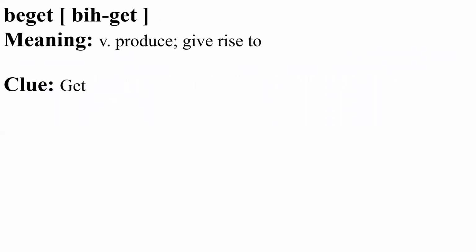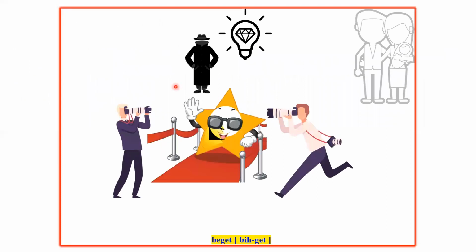Beget: produce, give rise to. Clue: get. Visualize the mystery of the cloak was solved. It was found that someone felt it was a brilliant idea to get instant fame.